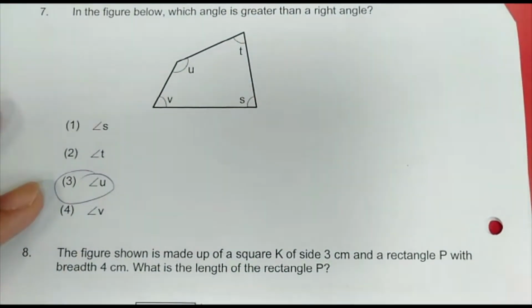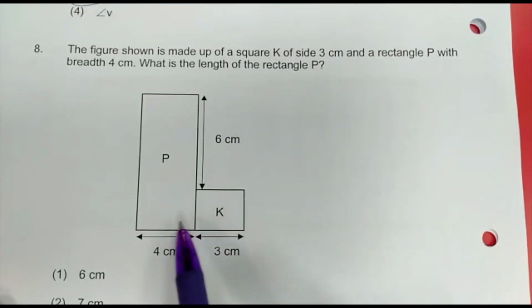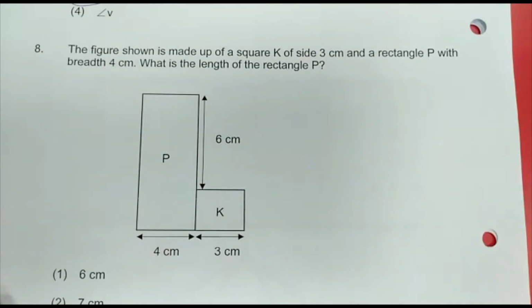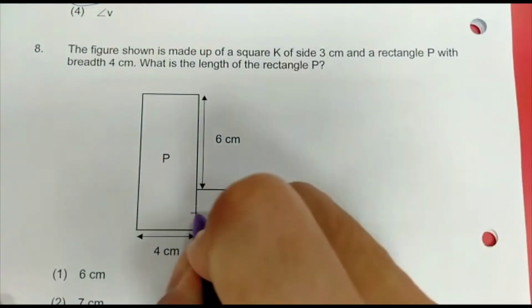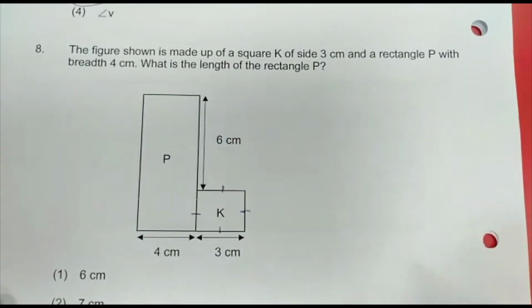Next one, question 8. The figure shows a square and a rectangle. The square has a side of 3 cm. Now, what are the characteristics of a square? All the sides are equal. Of course, this picture could have been better drawn. It looks like a rectangle to me.